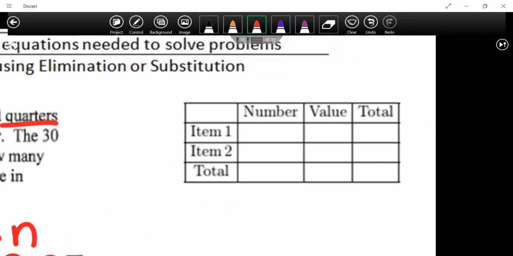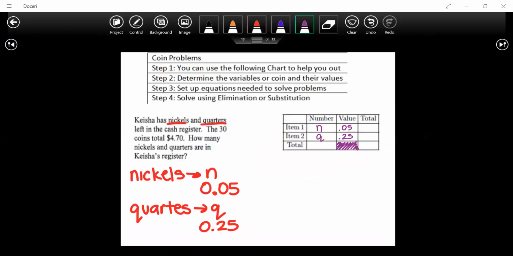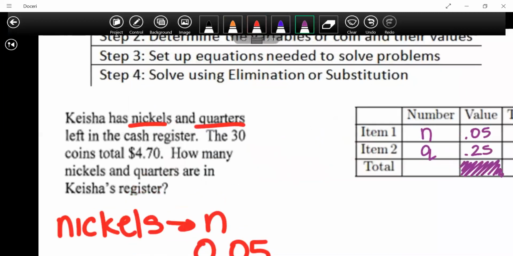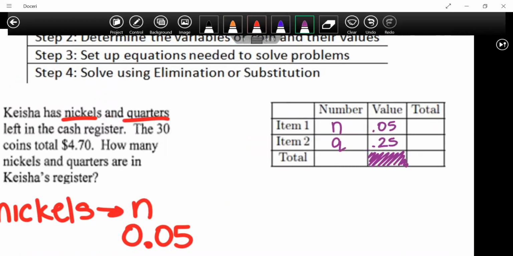So in our boxes, do me a favor and cancel out this little middle bottom one. We don't need this one. Our item number 1, we're going to put N for nickels, Q for quarters, and we're going to put their values, 0.05 and 0.25. If we're looking at how many coins they have, what is the total amount of coins? Not the value, the total coins. So in our numbers column, we're going to put 30. How much does the total value have? So in the total, we're going to put 470.